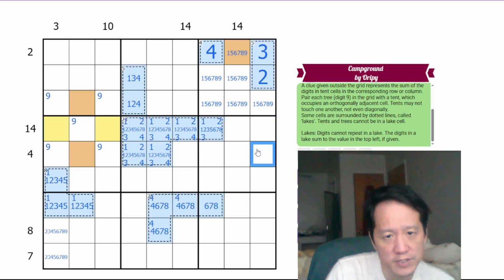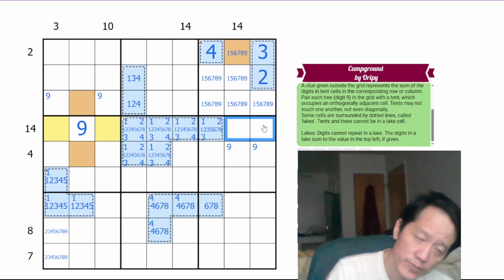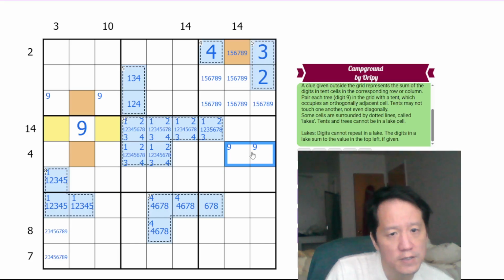One of these would have to be a tent, which means a 9 would have to be here, which means this could not be 9. And this would have to be a 9 then. One of these two would be a 9. You'd have a tent here, so neither of these could be a tent. If you had a tent here, the 9 would have to be here or here, which is eliminated by the 9 being here.